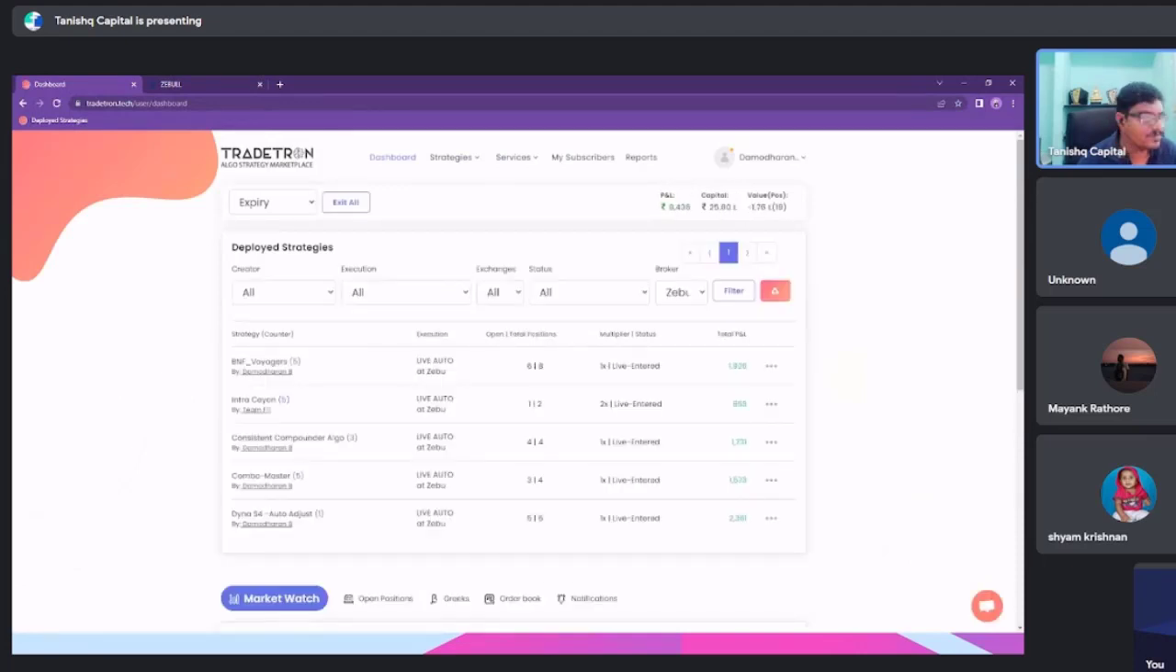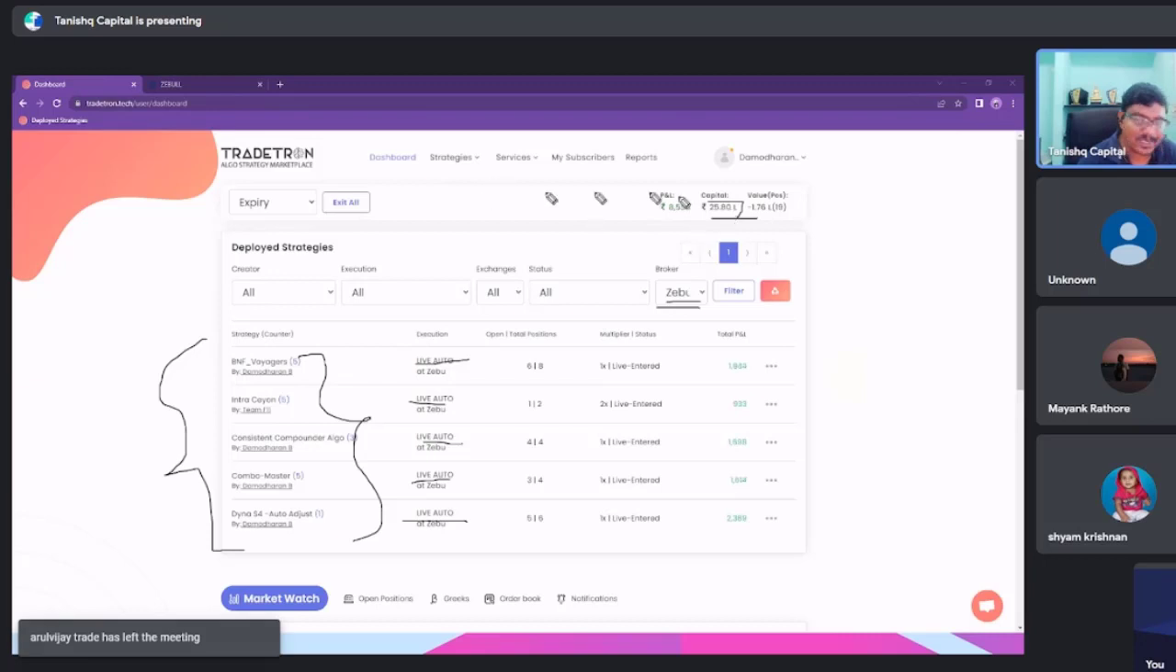So 25 lakh deployed, all Zebu, all live, no paper trading, right? All the combinations I mentioned will be there, all in one account. Generally, Friday is the toughest day in the market. But I just logged in, and because this is 25 lakhs, at the end of the day, whatever is going to come, it is going to come.